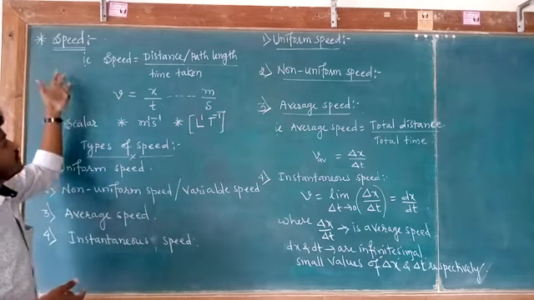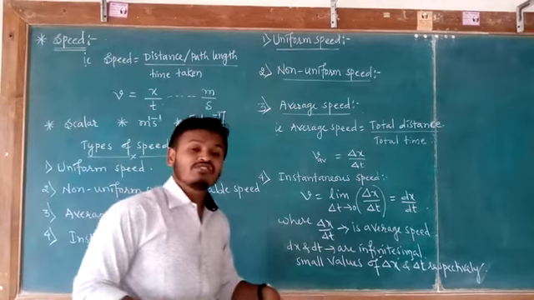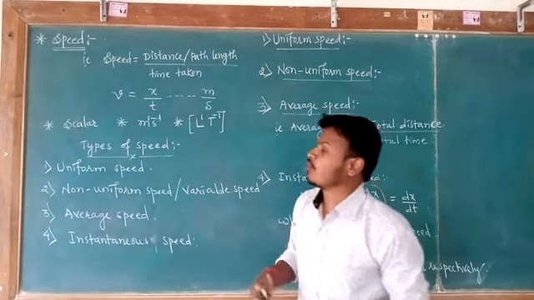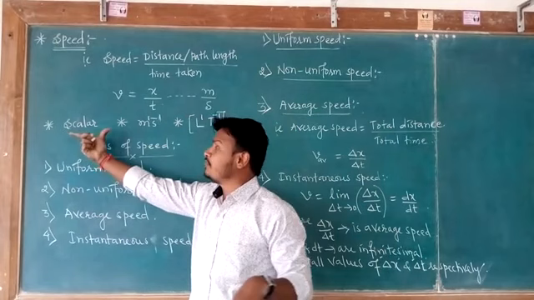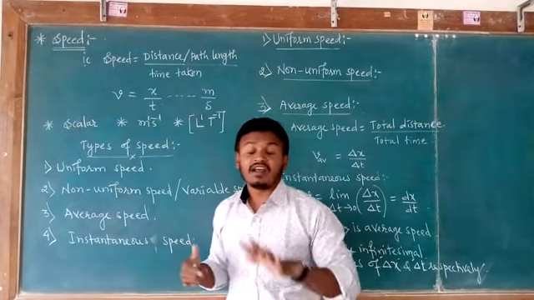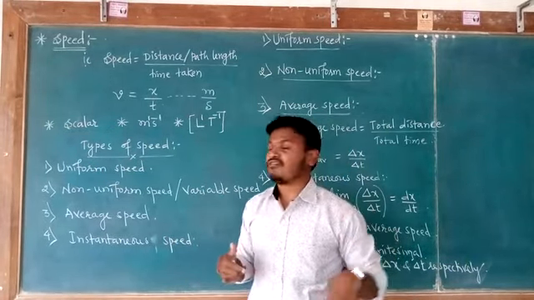In the same way, the physical quantity speed can be understood with the help of three more basic properties. The first is that speed is a scalar quantity because it has only magnitude and no sense of direction.